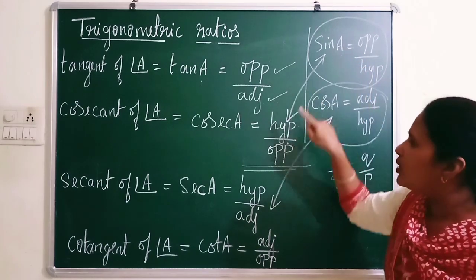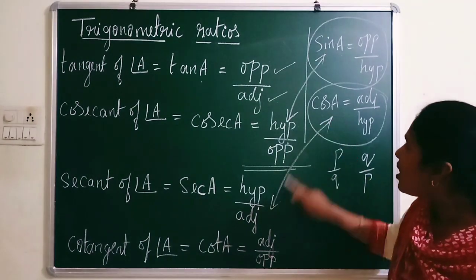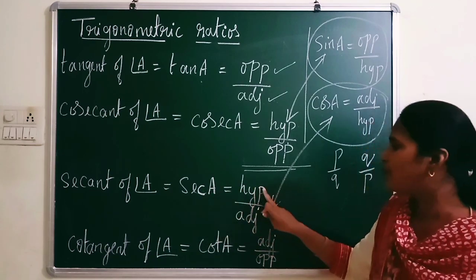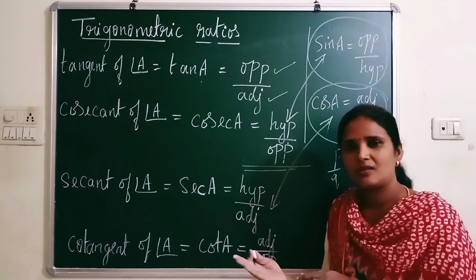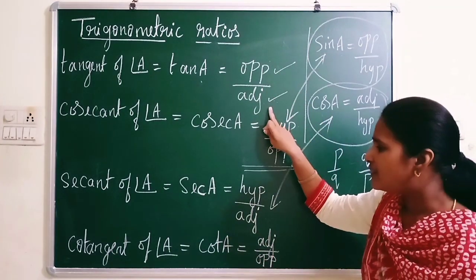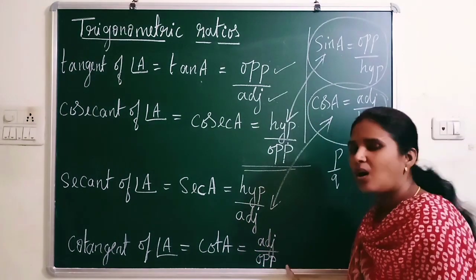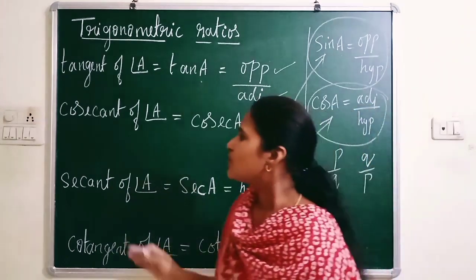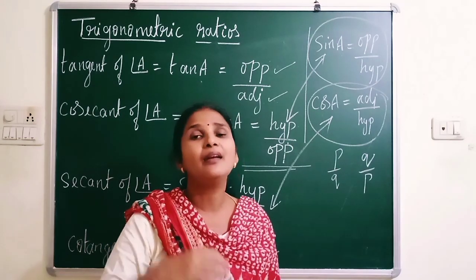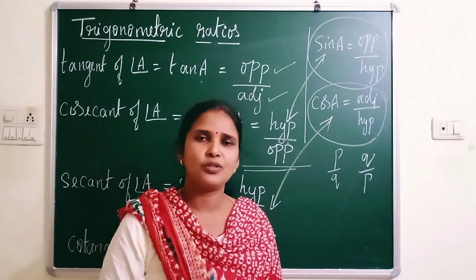So sine and cosec are reciprocals to each other. Next, sec and cos are reciprocal to each other, because cos A is adjacent by hypotenuse, sec A is hypotenuse by adjacent. Next, tan is opposite by adjacent and cot is adjacent by opposite. So tan and cot are reciprocals to each other. These 6 trigonometric ratios are very important, which you have to learn by heart and remember always. Throughout the chapter we need these 6 trigonometric ratios.